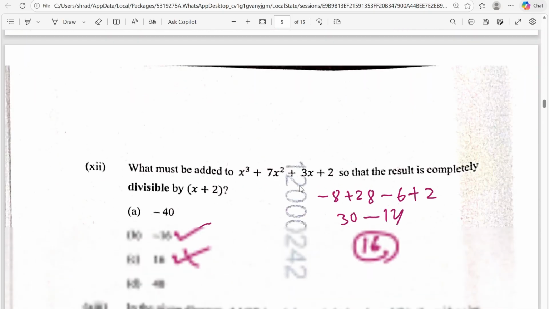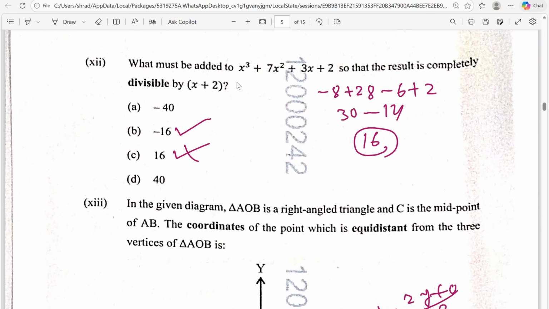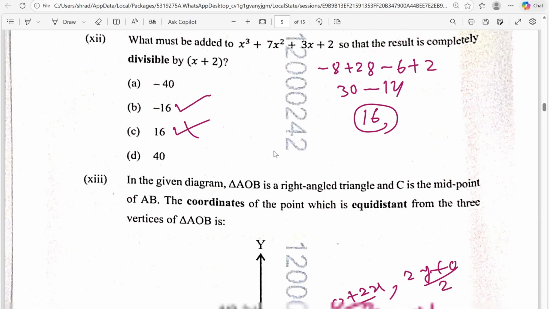Next one. What must be added to this to show that the result is completely divisible by x plus 2. Divisible by x plus 2, so x equal to minus 2. Put the value of minus 2, this is 30 minus 14 equal to 16. So the remainder is 16, so 16 must be subtracted, but here it is asked what must be added, so the answer is minus 16.